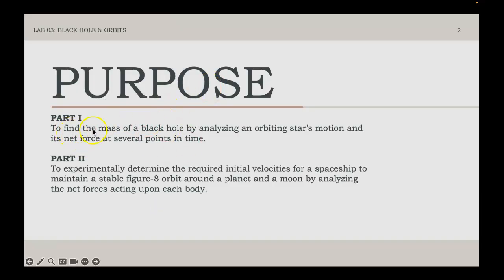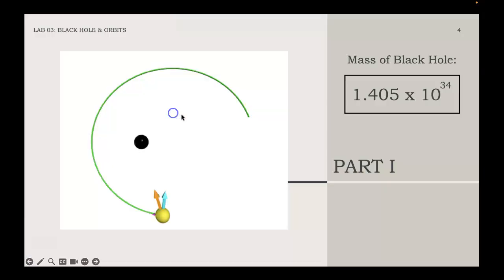The purpose of Part 1 was to find the mass of the black hole by analyzing an orbiting star's motion and its net force at several points in time. Part 2 was to experimentally determine the required initial velocities for a spaceship to maintain a stable figure-8 orbit around a planet and a moon, and we did this by analyzing the net forces acting upon each body within the system. So just quickly, results preview here.